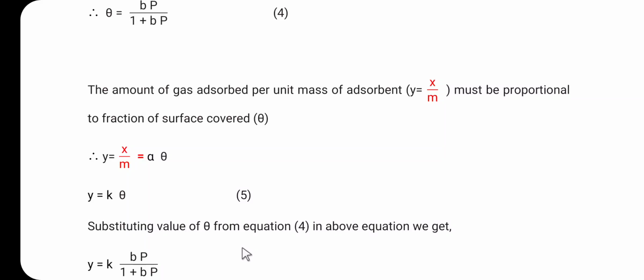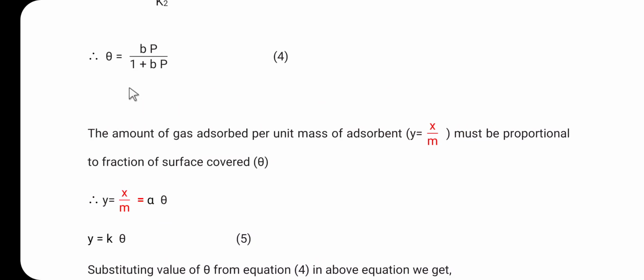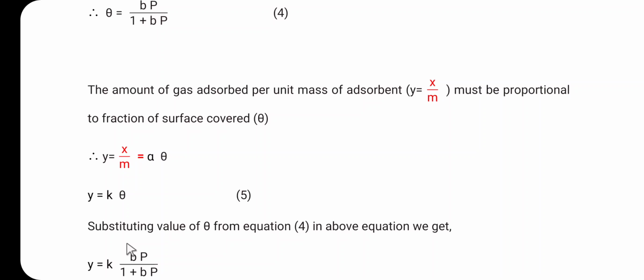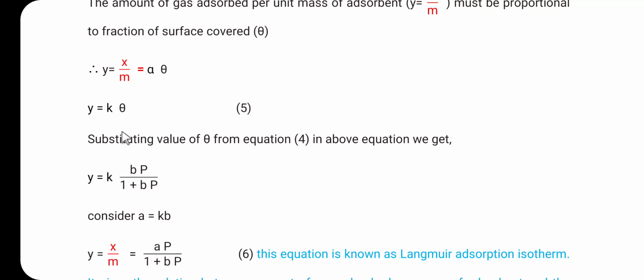So we have equation 4, which gives the value of theta. What is the next step? We have to substitute the value of theta in the equation Y is equal to K into theta. Friends, keep in mind that Y is the amount of gas adsorbed per unit mass of the adsorbent, equal to X by M. So substituting the value of theta, equation 5 can be written as Y is equal to K into BP divided by 1 plus BP.